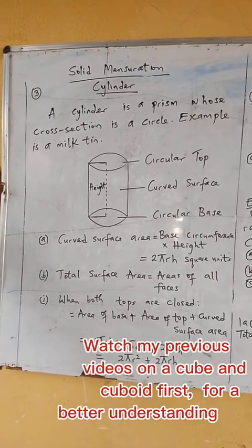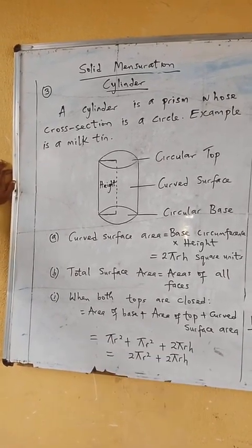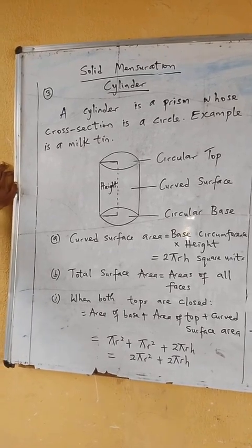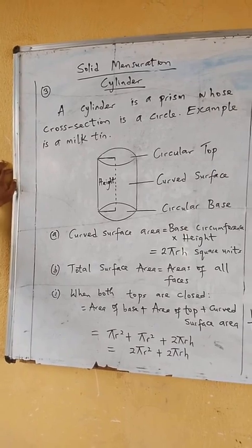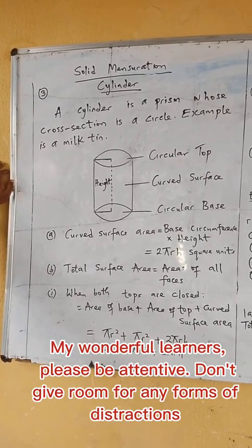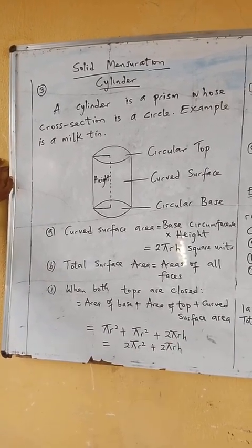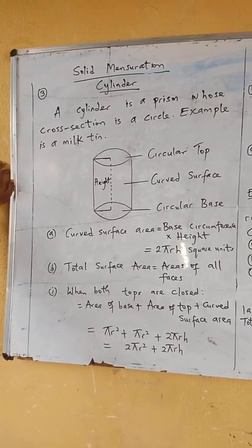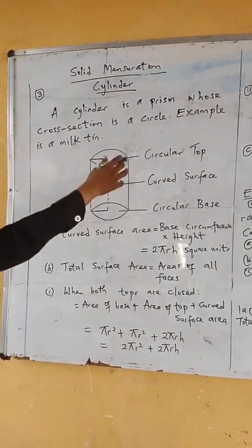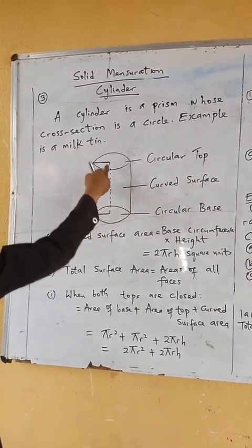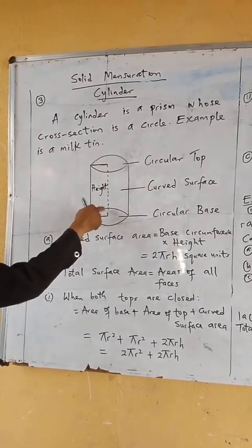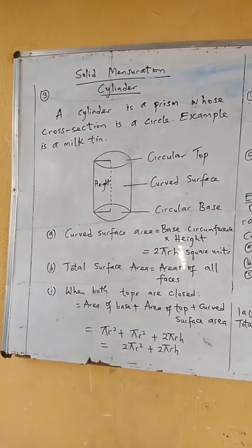A cylinder is a prism whose cross section is a circle, and an example of an object that looks like a cylinder is shown. My wonderful learners, please be attentive. Don't give room for any distractions. So this side is the circular top, whereas this side is the curved surface, this side is the circular base, and here to here is the height.